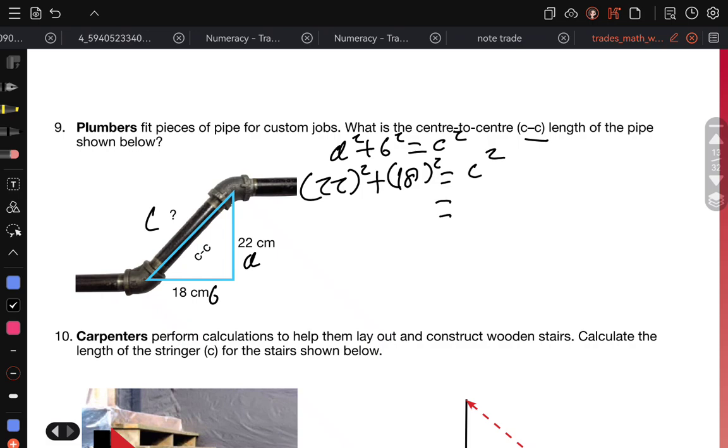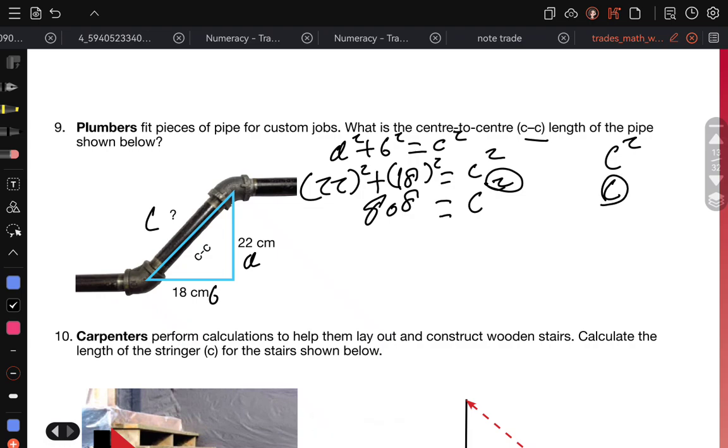$80 over 2. It's gonna be 808. Okay, 808 equals C over 2. So how can we get rid of that? Because we don't want C over 2, we only want C.